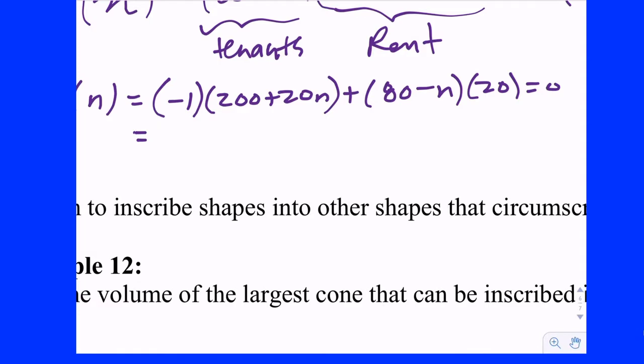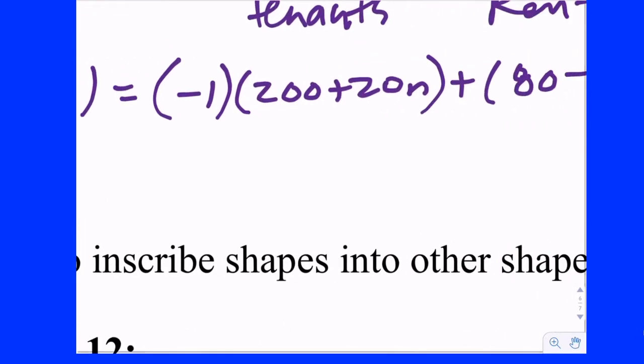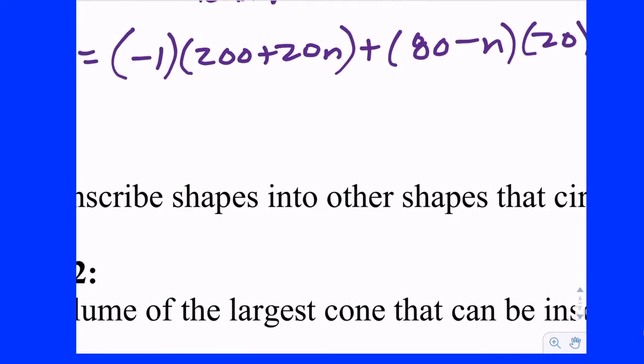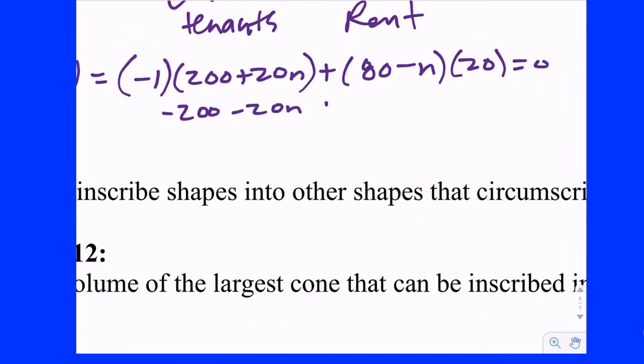What would you be more likely to do? Once you set it equal to 0, you don't need to keep it equal to r prime. Expand it? Let's expand it. The numbers are pretty manageable. Negative 200n minus 20n, and then we're going to have a plus 1600 minus 20n, and that equals 0. So we have a negative 40n equals negative 1400.